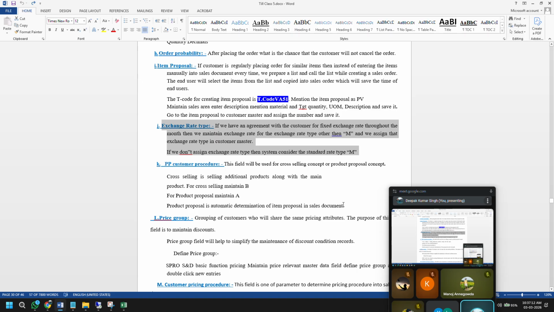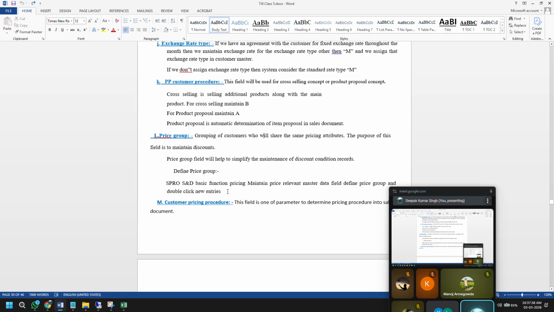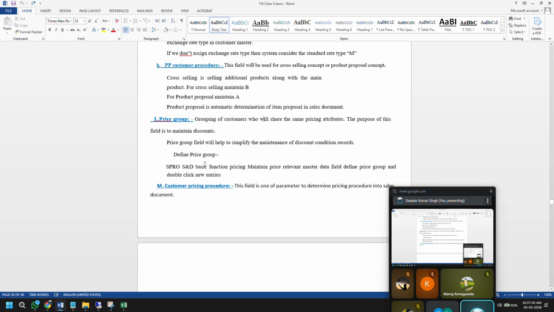This is the product proposal procedure. It is another functionality, like we have the item proposal. As of now, just remember this is the function of product proposal. How we maintain it and how the system proposes all of this, we will see later once this topic is covered, because as of now we are just discussing the customer master. So we have one field for product proposal procedure as well. Then price group.